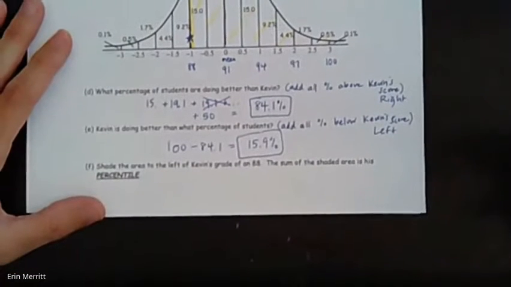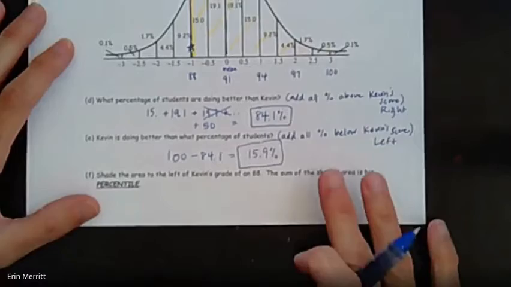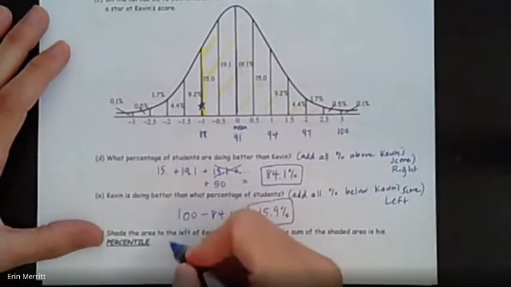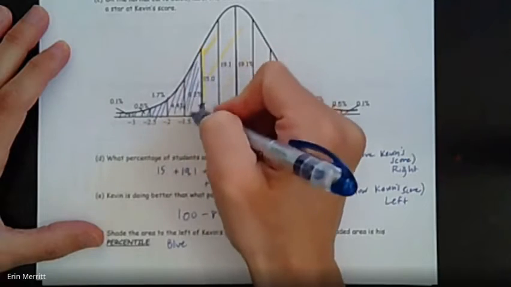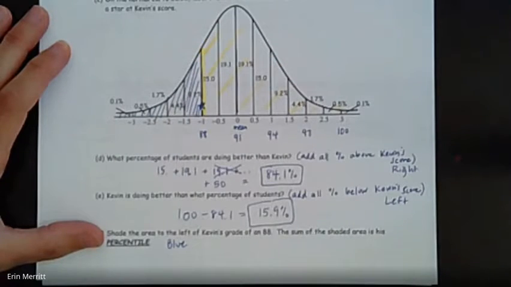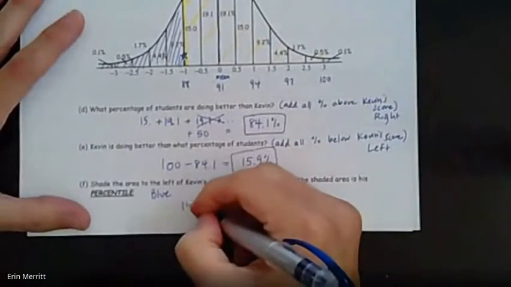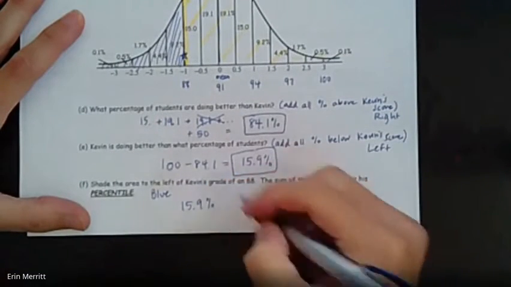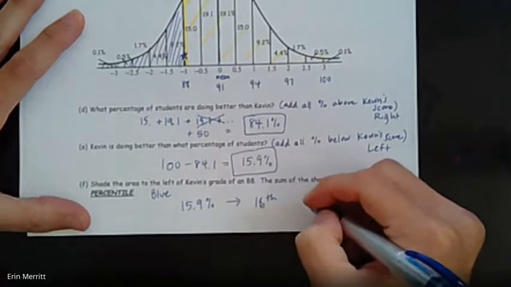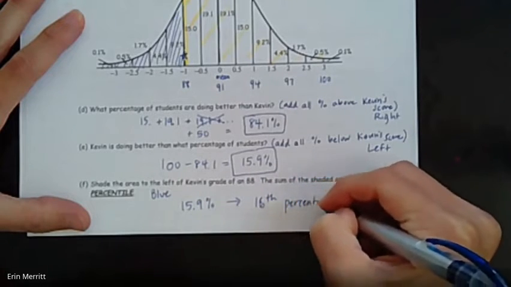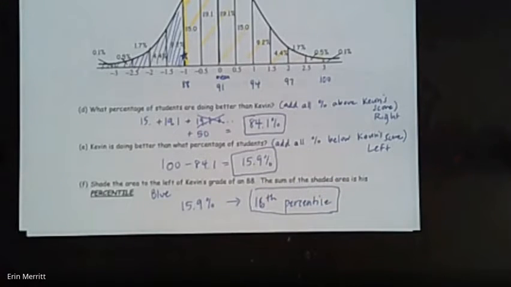It says shade the percentile or the area to the left of Kevin's grade. That area is the percentile. All right, well, I kind of used my yellow, so I'll use my blue for this. So this, everything below Kevin's score, that's the percentile, right? So when you guys have taken like SATs or PSATs and it tells you what percentile you're in, this means I'll round it and say he's in about the 16th percentile. That literally means, all right, you did better than about 16%. And 84% did better than you did.